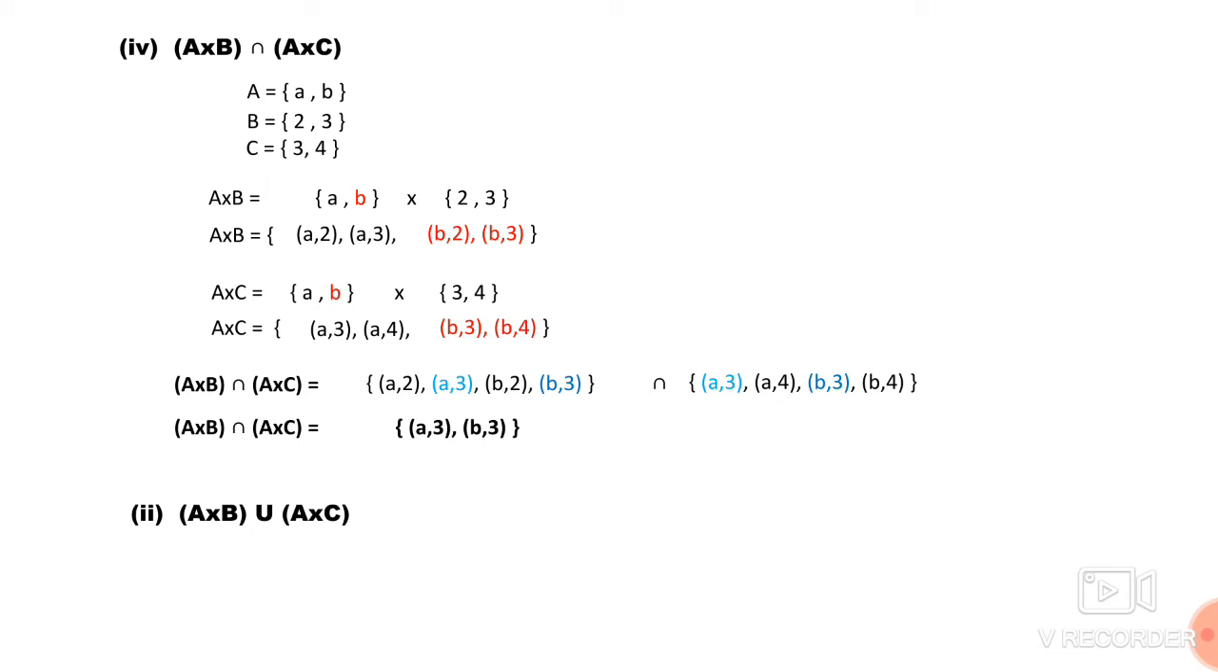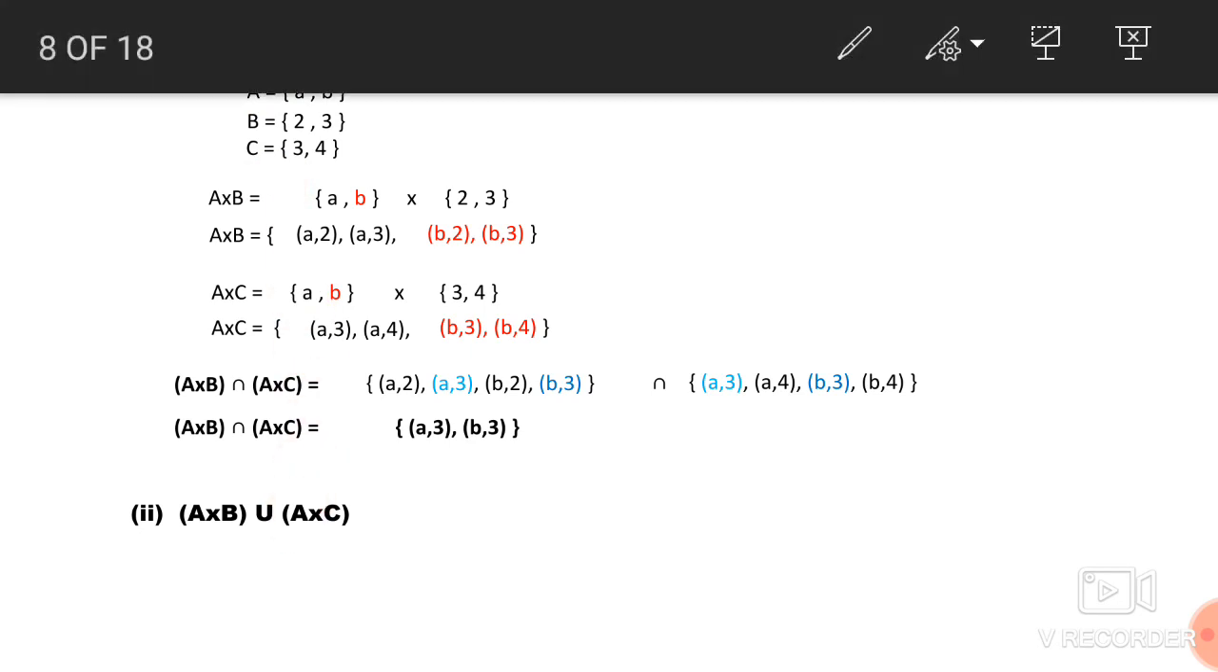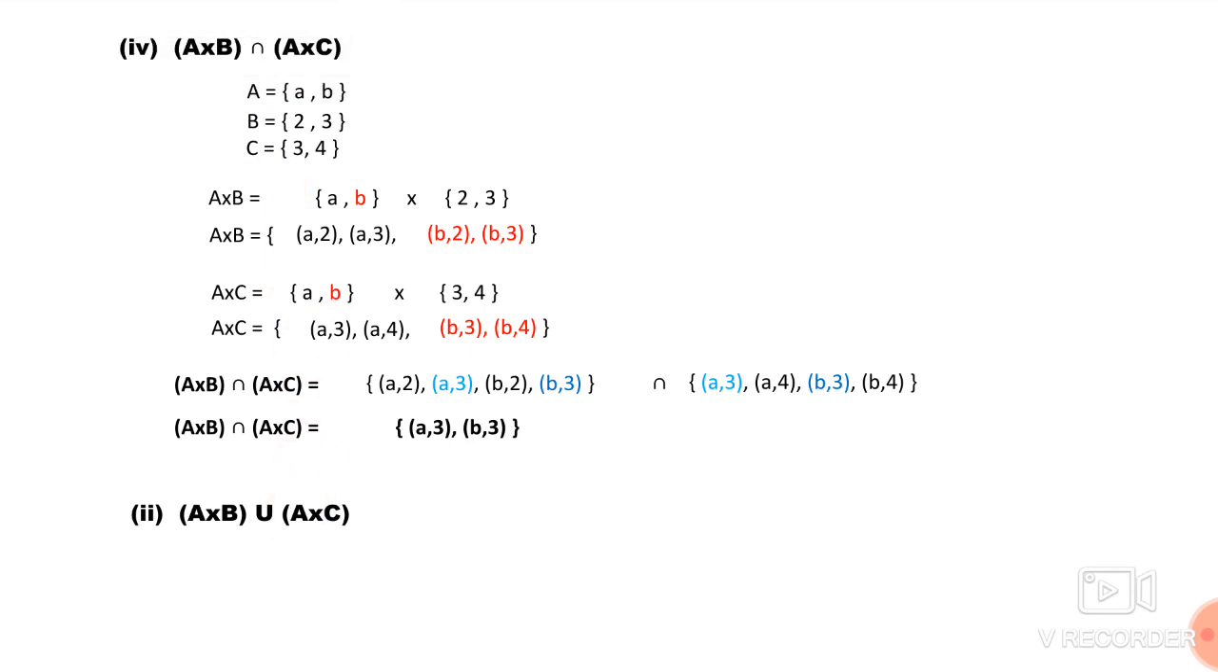You will find A cross B, you will find A cross C and then find the union. In this part, you have solved for the intersection. In part 2, you will solve for union.